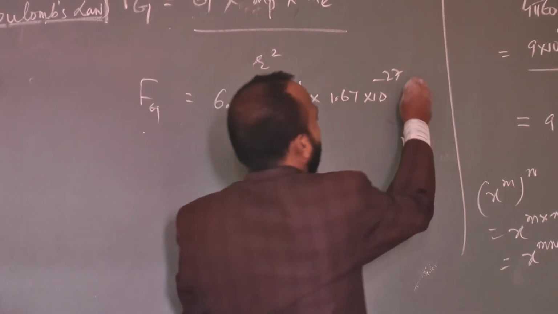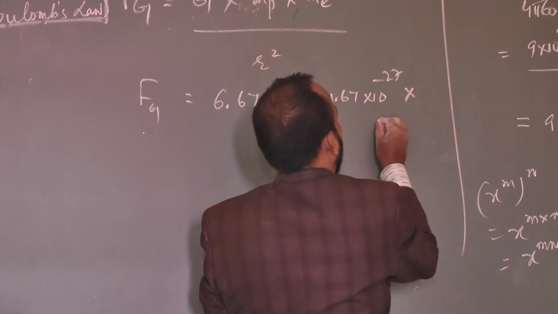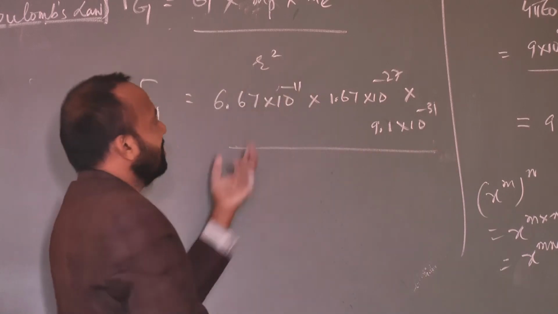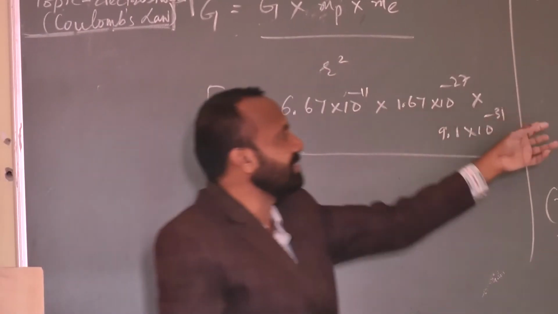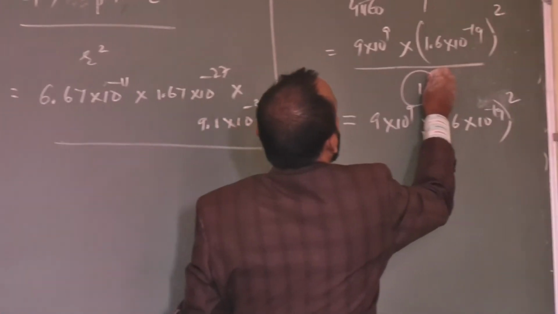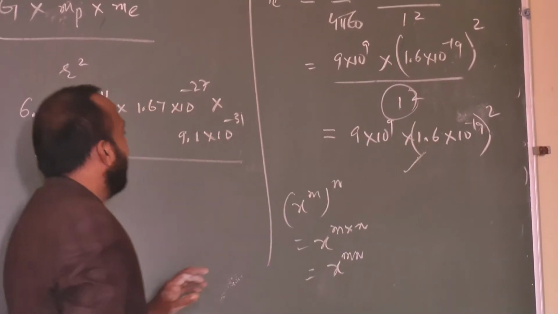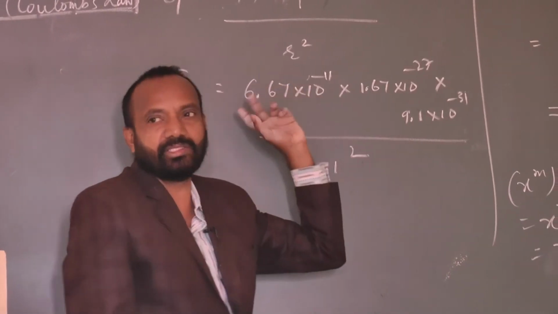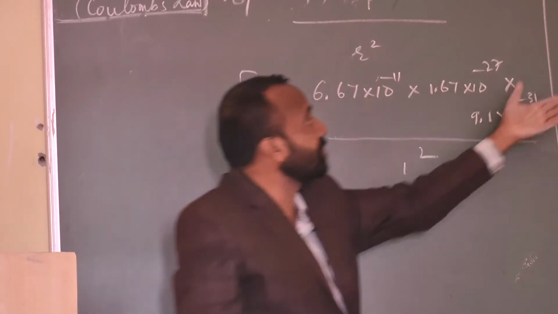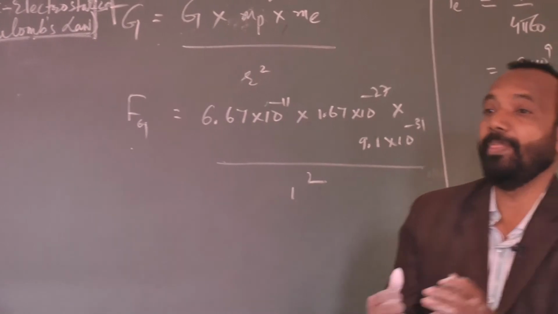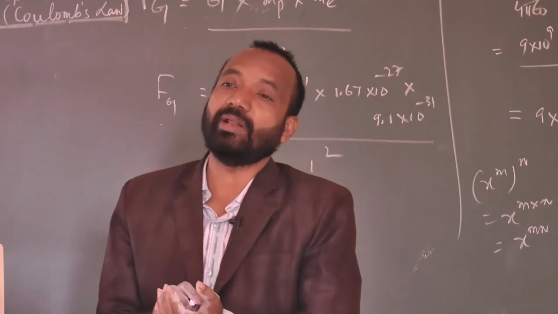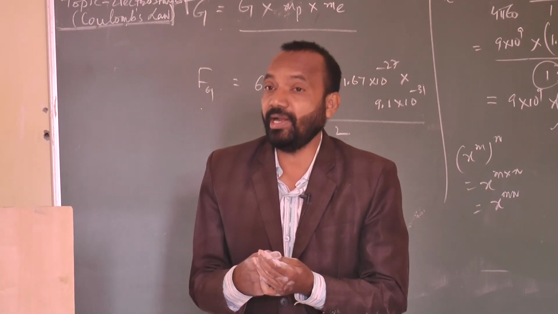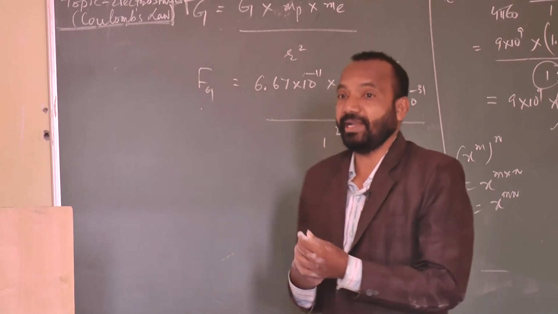The mass of the electron is how much? 9.1 into 10 to the power minus 31 kg, all divided by, again if you consider 1 meter, suppose I have taken 1 meter here, it is 1 meter squared. So after multiplying you will get the gravitational force value. Now find the ratio of the electrostatic force and the gravitational force. Between the electrostatic force and the gravitational force, you will get an order of magnitude of 10 to the power 39, if it is an attractive force.